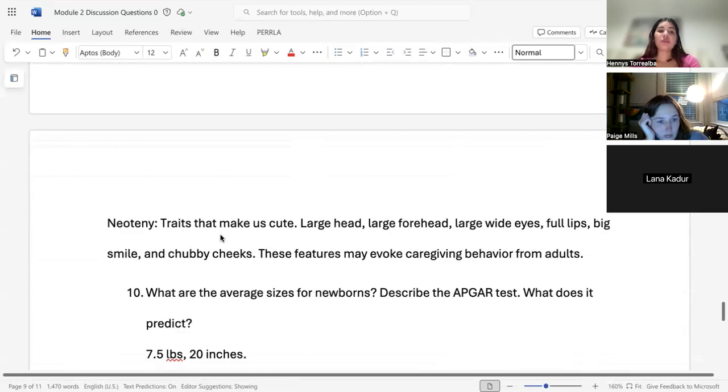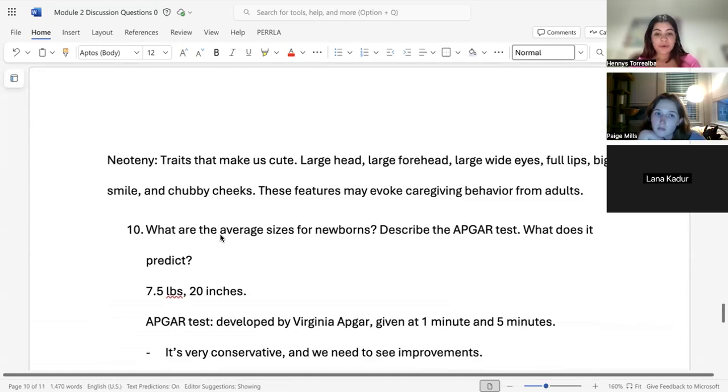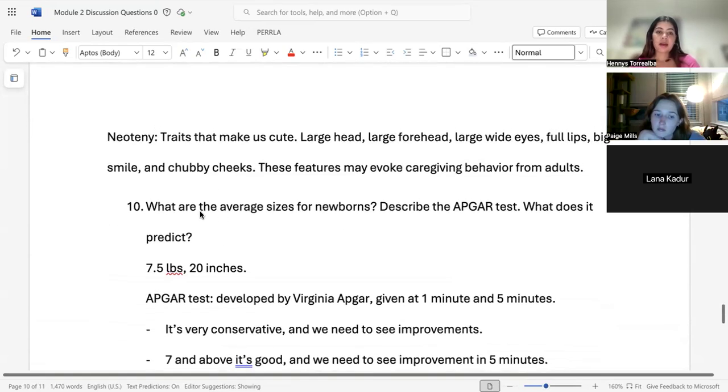And then neoteny is those traits that make us cute as babies. When they have a large head, a large forehead, large eyes, full lips, a big smile, chubby cheeks. And these are important because they may evoke more caregiving behavior from adults. Dr. Wes Sims mentioned that whenever children have most of these traits, then people tend to care more for them or look at them more. So it's important. And then average size for newborns is 7.5 pounds and 20 inches.